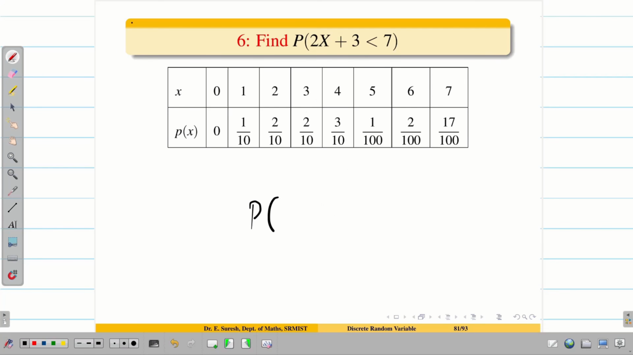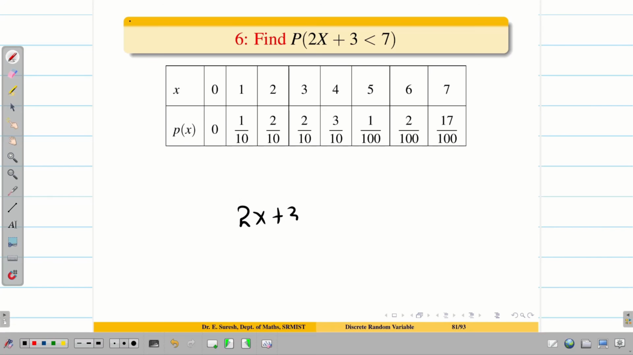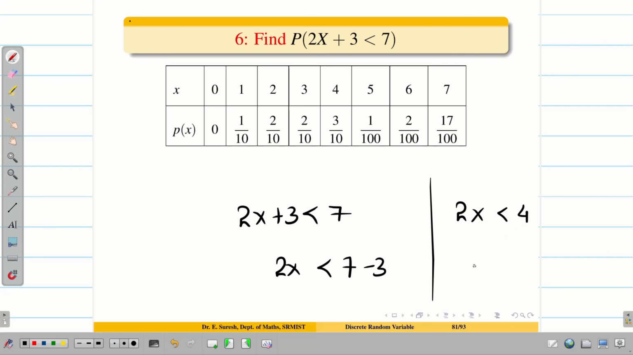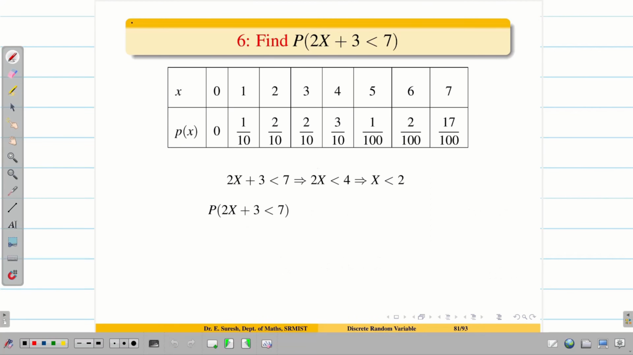Next, if we get problems like 2x plus 3 less than 7, don't panic. Just take the condition 2x plus 3 less than 7. I just need x alone. So 2x less than 7 minus 3. It is going to be 2x less than 4 and x less than 2. Therefore, it is simply the probability of x less than 2, and we have 0 and 1 by 10. Just add it and get the answer.